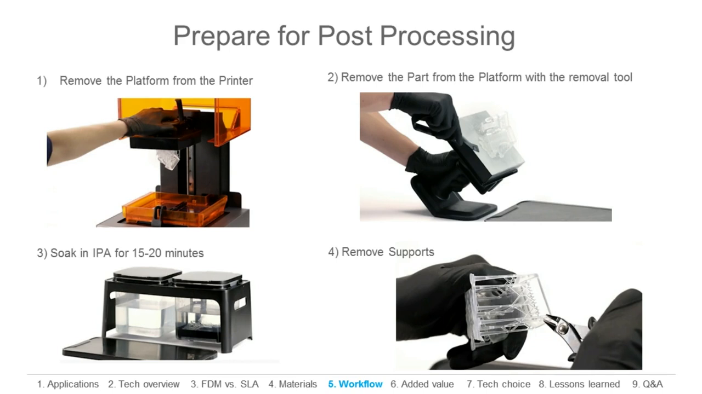After your print is finished, you can remove the part from the build platform, and with SLA 3D printers, you'll have to soak your part in isopropyl alcohol for 15 to 20 minutes to dissolve any excess resin left on the part. This step is not required for FDM printers. After your print is done soaking in isopropyl alcohol, you can then remove the supports manually.